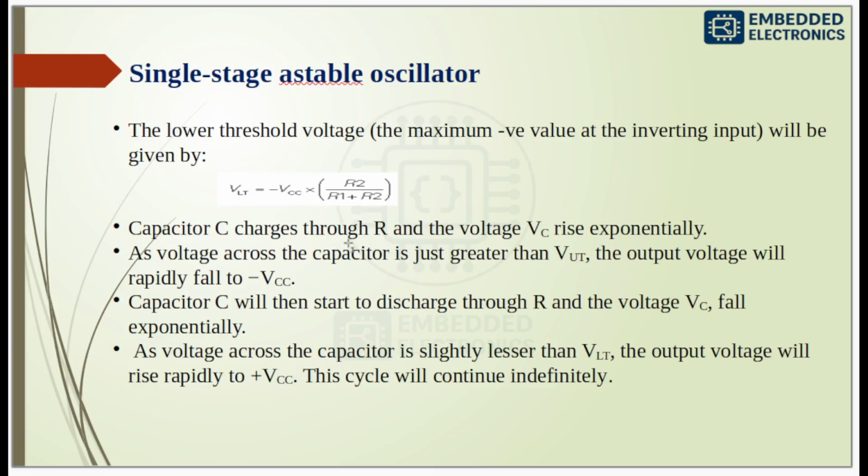Capacitor C charges through R and the voltage VC rises exponentially. So as the voltage across the capacitor becomes greater than VUT, the output voltage will rapidly fall to minus VCC. So capacitor C will then start to discharge through R, and the voltage VC falls exponentially. As the voltage across the capacitor becomes slightly lesser than VLT, the output voltage will rise rapidly to plus VCC. So this cycle will continue indefinitely.